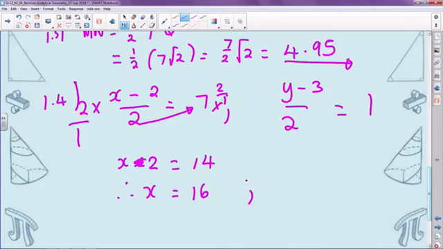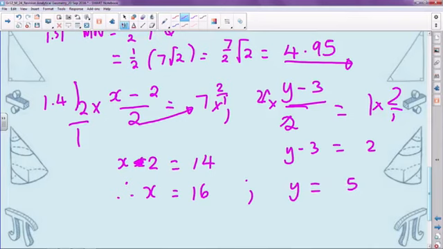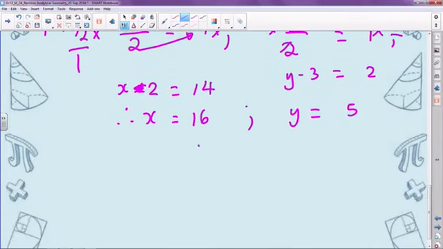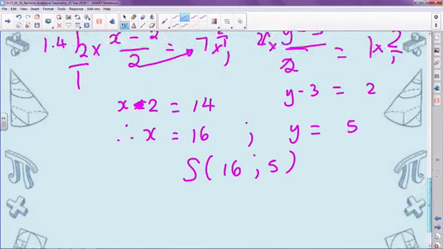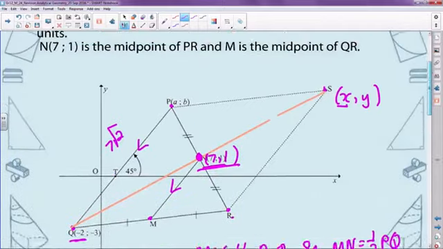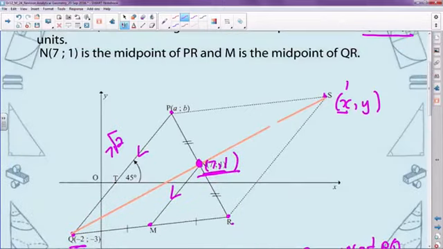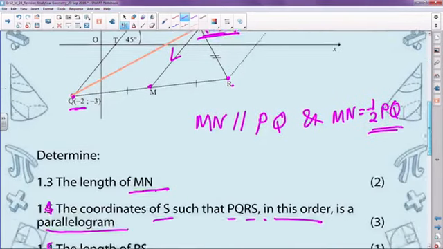And then on the other side, to work out the y coordinate, once again, multiply both sides by 2 to get rid of 2 in the denominator. You get y minus 3 is equal to 2. Therefore, y will be equal to 5. So therefore, the coordinates of the point S, x is 16 and y is 5. Okay. All right. So that's a pretty standard question in an analytical geometry exam question.